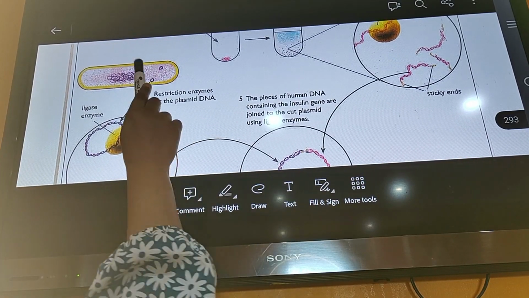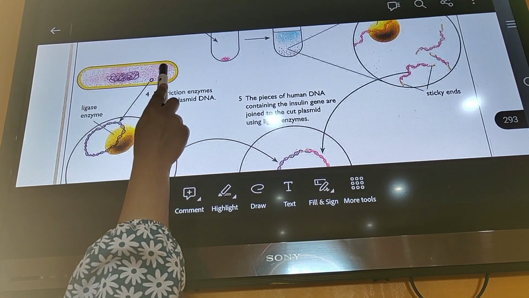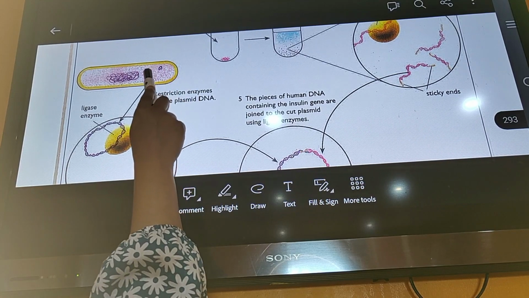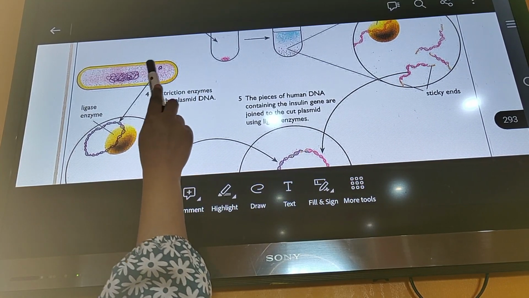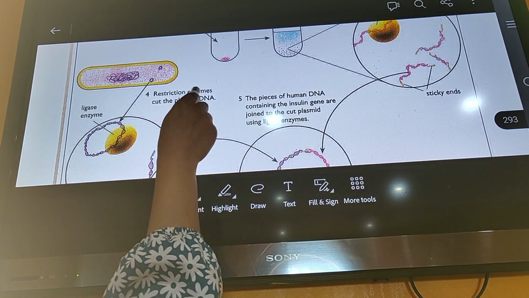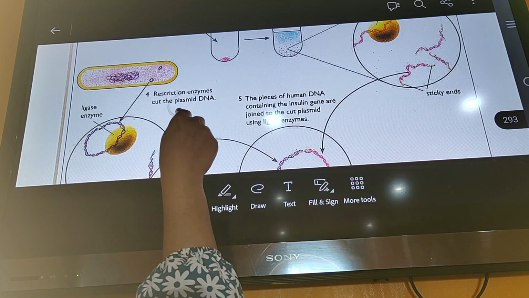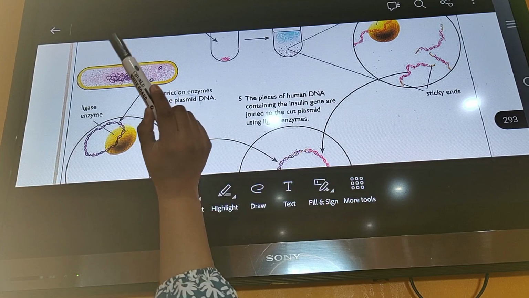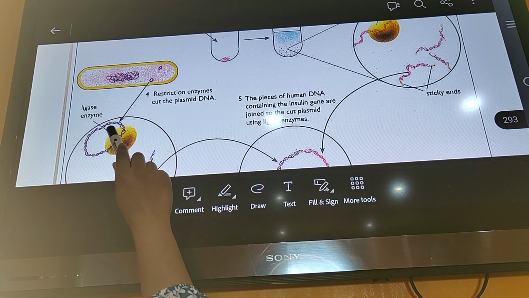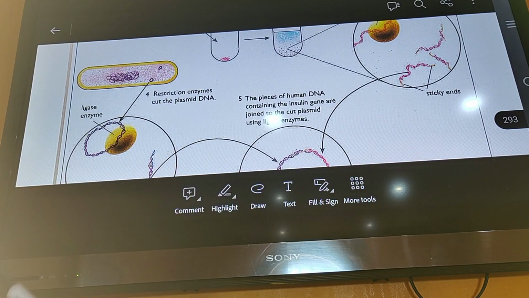Secondly, you will take a bacterial cell and you will extract the plasmid. Plasmid is circular. Plasmid is an extra chromosomal DNA and it is circular. It is a circular DNA. So what will be the process here?